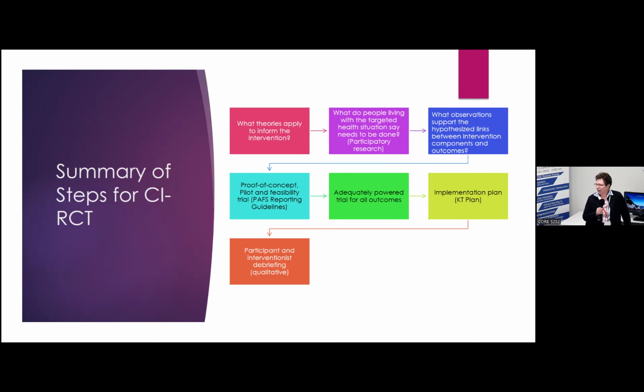You have to have an implementation plan. And at the end, you need to have both participant and interventionist debriefing. They need to tell you how it worked, what didn't work, and why it worked, because that will allow it to work in the real world. So that is a little bit more of a summary from a mix of the data from the studies, the articles on complex interventions, and my experience.